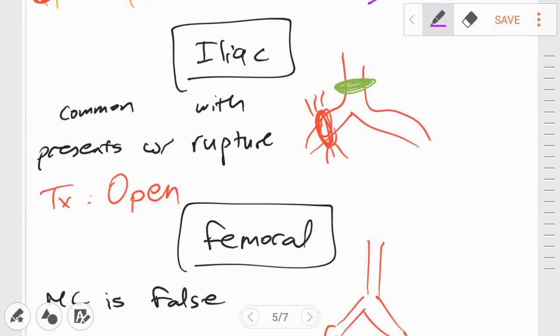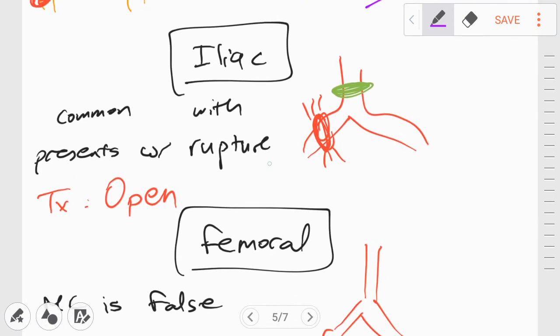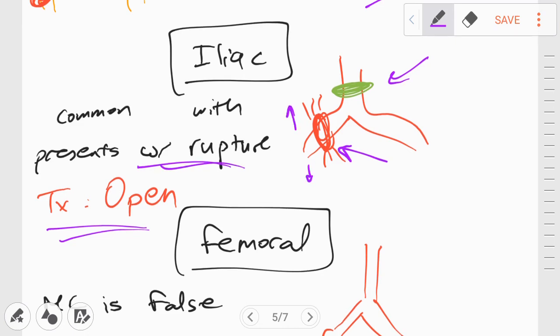So we'll start off by talking about iliac aneurysms. First of all, it is common with associated aortic dilation. So you can see that other than the iliac aneurysm, over here we have an aortic dilatation as well. And for iliac aneurysms, we usually prefer open surgery because most of them present with rupture. So you can see that most of them present with rupture.